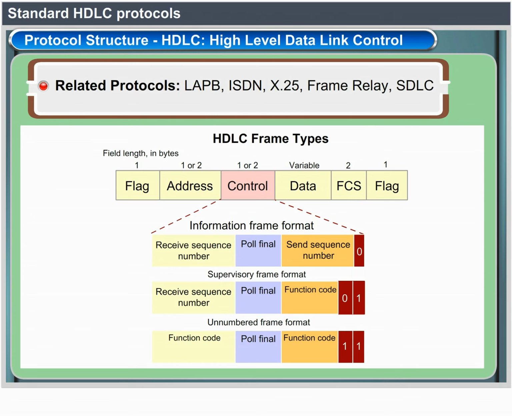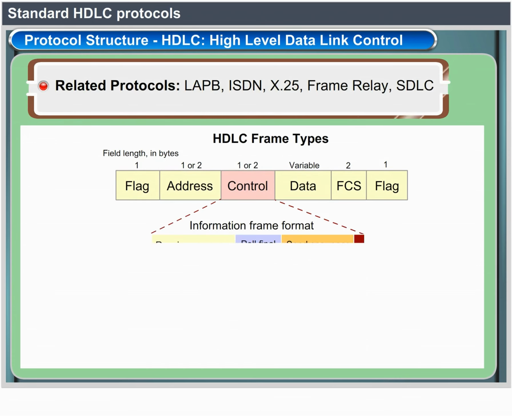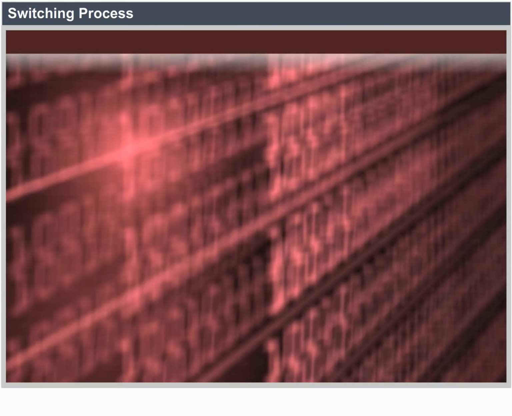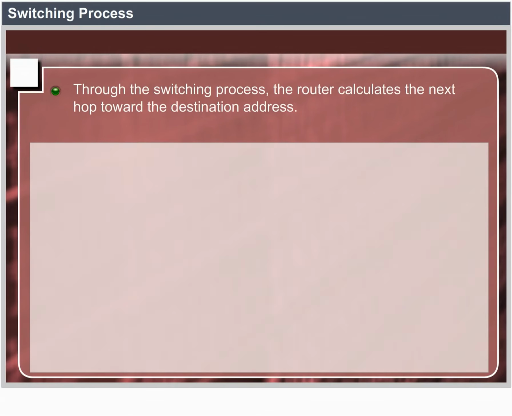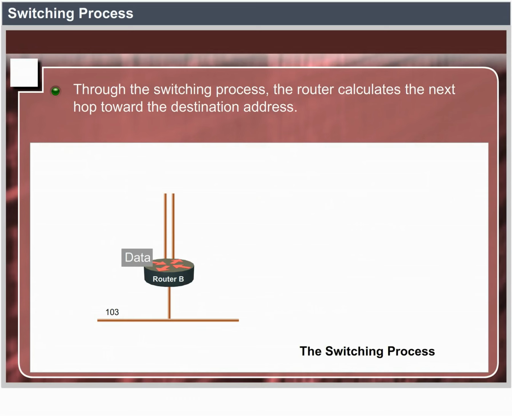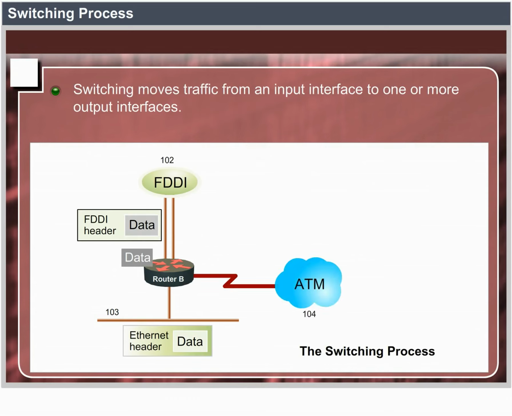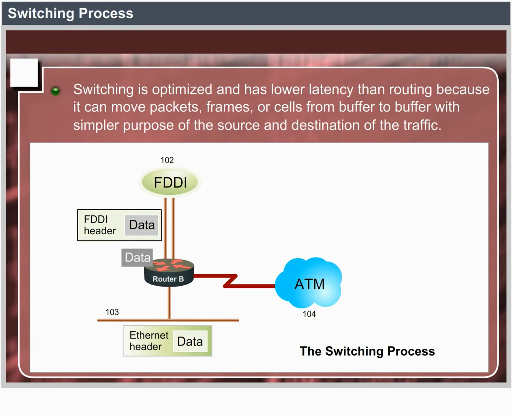Switching process. Through the switching process, the router determines the next hop toward the destination address. Switching moves traffic from an input interface to one or more output interfaces. Switching is optimized and has lower latency than routing because it can move packets, frames, or cells from buffer to buffer with simpler determination of the source and destination of the traffic. It saves resources because it does not involve extra lookups.